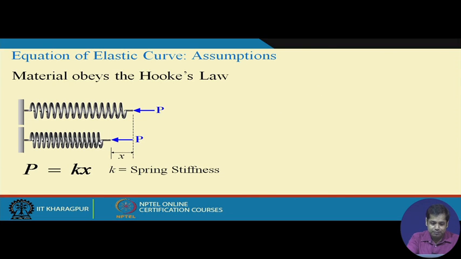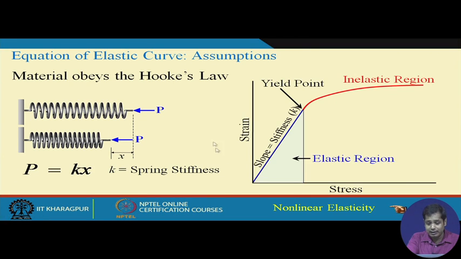Just quickly, the implication of Hooke's law: if you have a spring subjected to a force P that undergoes deformation x, and the spring stiffness is k, then P can be determined from kx, where x is the deformation and P is the applied load. It says that the applied load and the deformation are linearly related, and the slope of this relation gives you the spring stiffness.